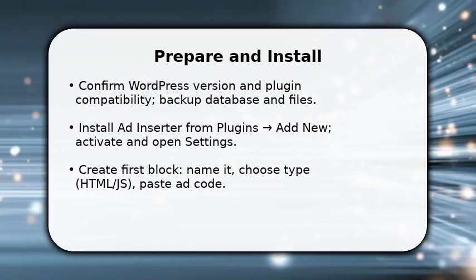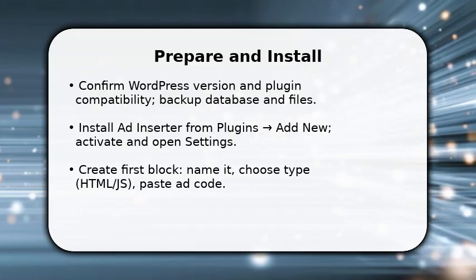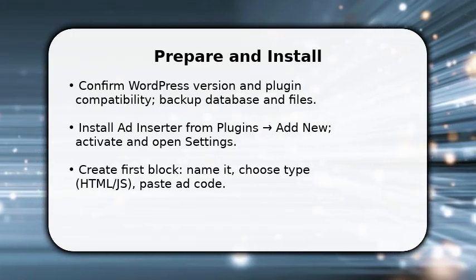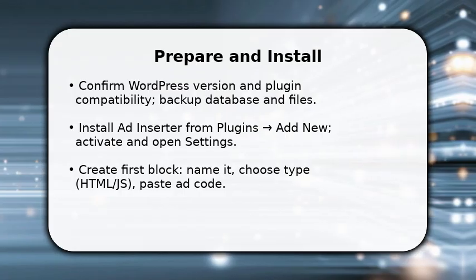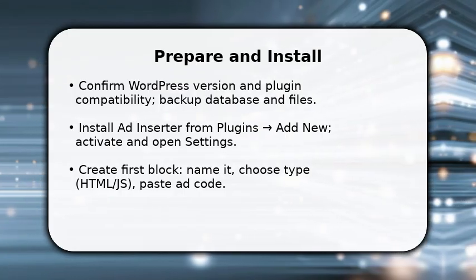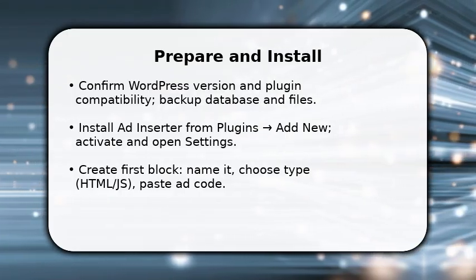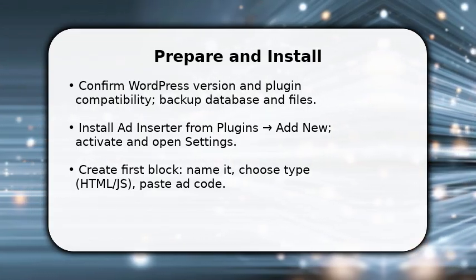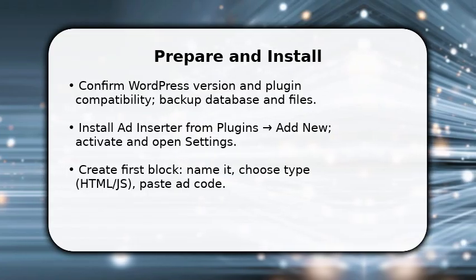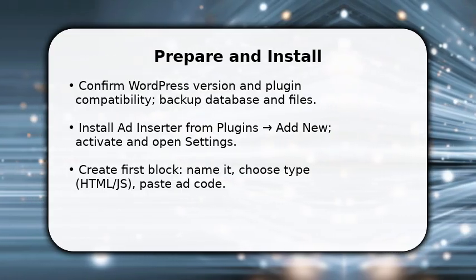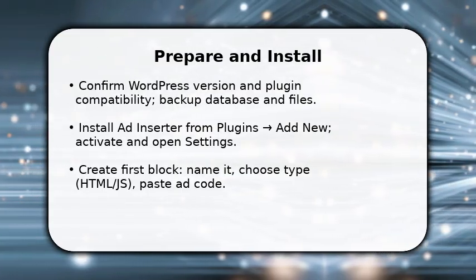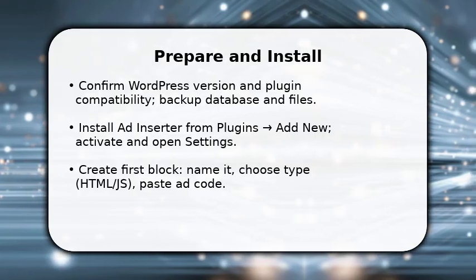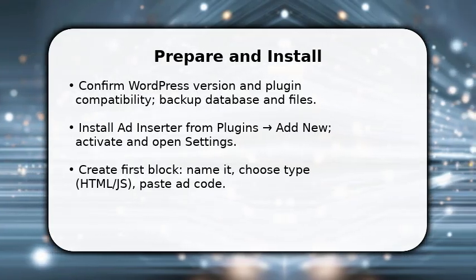You start by confirming compatibility and creating a backup. This avoids lost work. Once done, install Ad Inserter from Plugins, Add New, and activate it. Open the plugin settings and create your first block. Give it a clear name, choose the code type, HTML or JavaScript, and paste the ad code. Make sure to save changes before proceeding, because saved blocks populate placement options and prevent accidental edits later on.